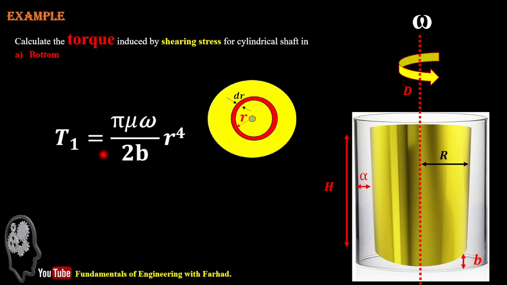So T1, which stands for the torsional torque of this shaft in rotation at the bottom, is pi mu w over 2b, where b is the distance from the edge to the bottom, times R to the fourth. That's T1, and let's see how we can calculate the torsional torque for the sides.